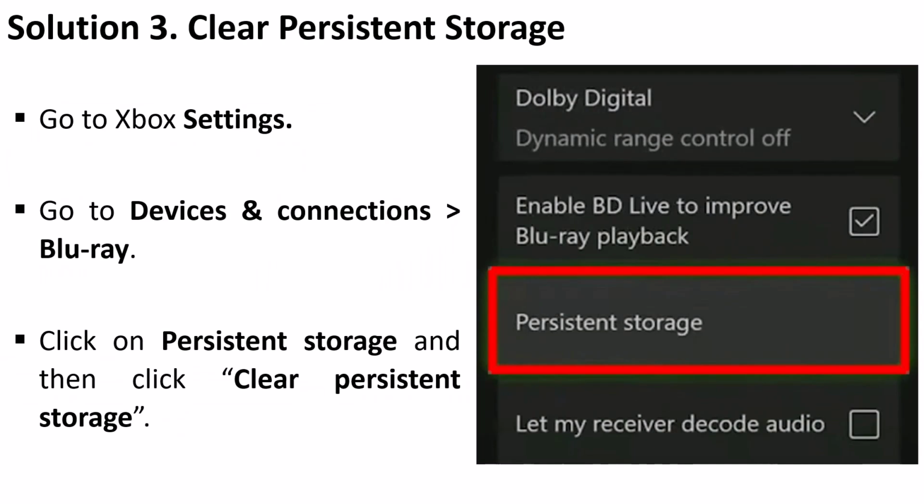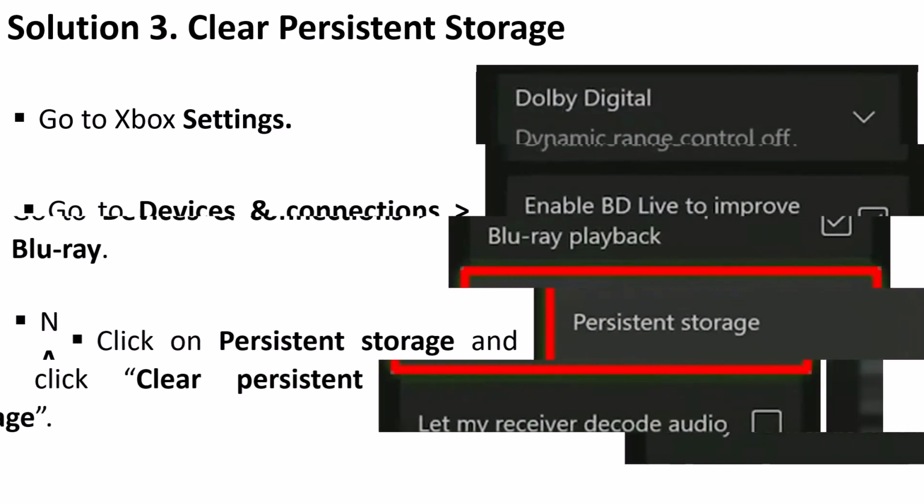Solution 3 is to clear persistent storage. So go to Xbox settings, go to Devices and Connections, Blu-ray and then click on Persistent Storage and then click on Clear Persistent Storage. And then you can go ahead, launch the game and check. Now if you don't see these features in your Xbox console, then skip these solutions.